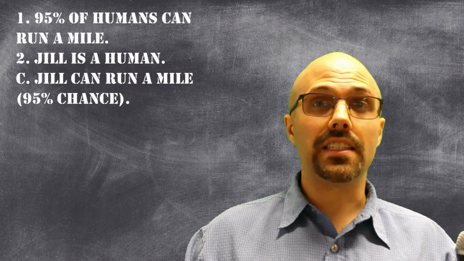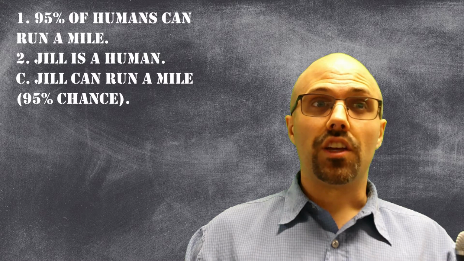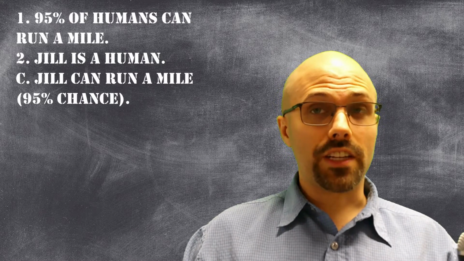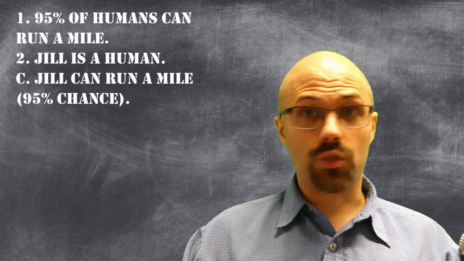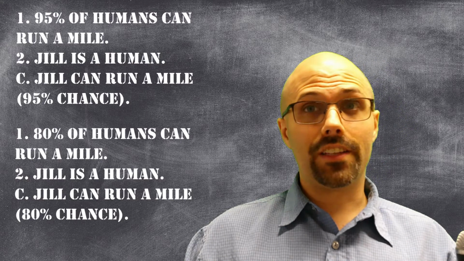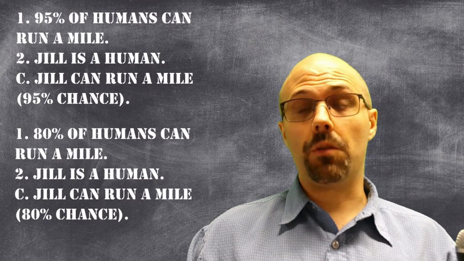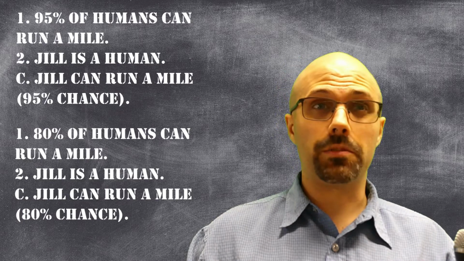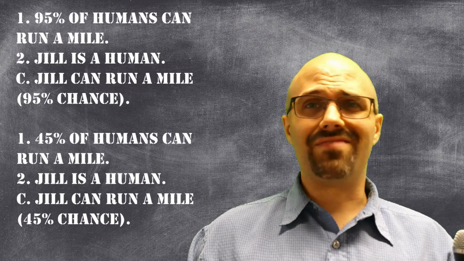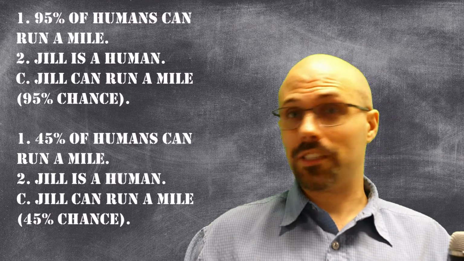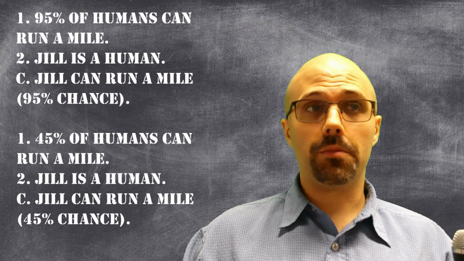So let's say we're trying to decide how likely it is that someone is going to be able to run a mile. If there's a 95% chance she'll be able to run a mile, the conclusion is way more likely to be true than if there's only an 80% chance. If we calculated those numbers correctly, we should think that the argument with a 95% chance is stronger than the one with only an 80% chance. And then if there's only a 45% chance that she's able to run a mile, yeah, then that's a pretty bad argument. That's a weak inductive argument.